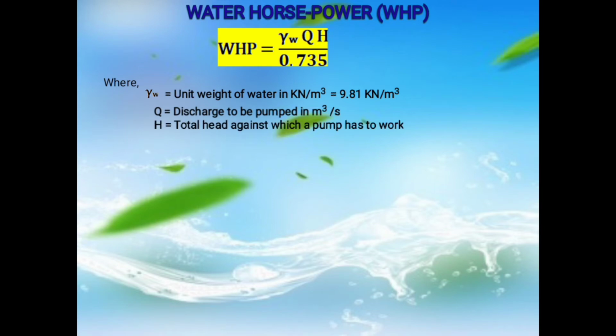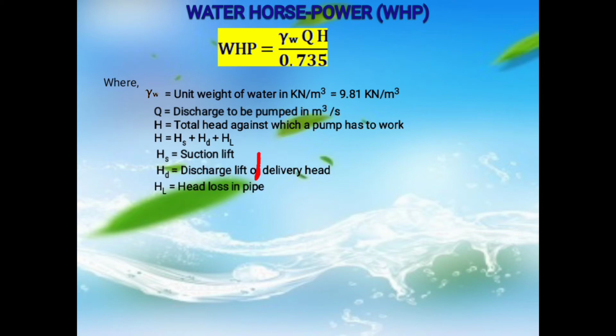Then H is the total head against which the pump has to work, and total head H equals HS plus HD plus HL or HF, where HS is the suction lift or suction head. Suction head means the difference between the low water level and the pump. Then HD is the discharge lift or the delivery head, and delivery head means the difference between the point of discharge and the pump.